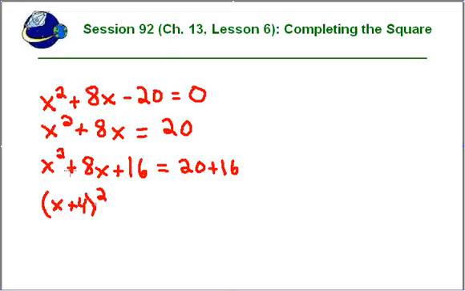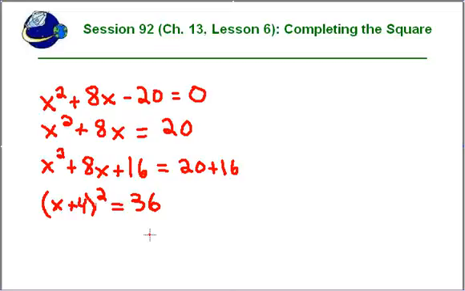So the left side of our equation now has been factored. x squared plus 8x plus 16 factored is x plus 4 squared. On the right side, I'm just going to combine my terms here. 20 plus 16 is 36.